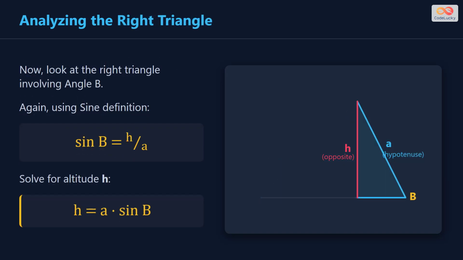Now let's look at the triangle on the right side. For angle B, the opposite side is still the altitude h, but the hypotenuse is now side A. So, sine of B equals h divided by a. Solving for h again, we get h equals a multiplied by sine of B.